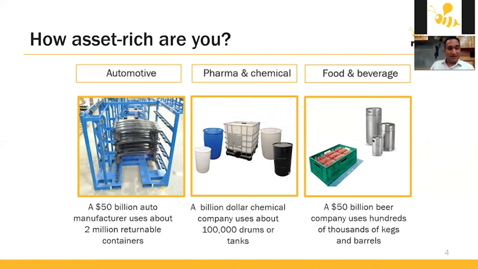So if you're a $50 billion automotive manufacturer, the chances are you're probably using anywhere from 1 million to 10 million returnable containers in your supply chain, right? This includes the pool which your vendors are providing you with, but in all, you are responsible for managing this inventory effectively. If you're a pharma or a chemical company, you're using hundreds of thousands of drums or tanks. If you're moving gas, or moving liquids in bulk, you're obviously using some of the bigger ones.